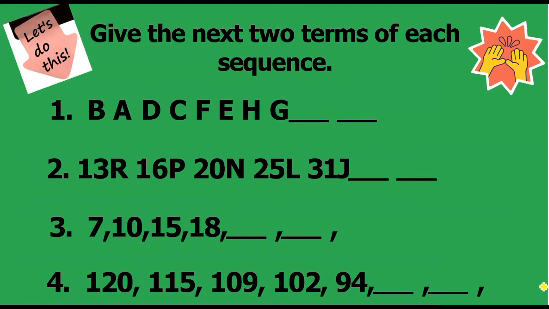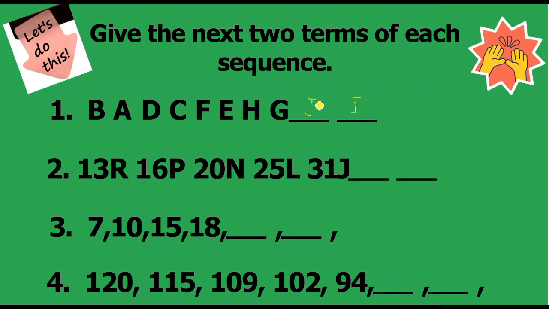So, let us give the next 2 terms of each sequence. Ang gagawin po natin, ibibigay natin yung susunod na 2 term dun sa given sequence natin. So, for example, number 1. We have B, A, D, C, F, E, H, and G. Kung mapapansin natin, ang pattern po natin ay binabaliktad lang yung ating alphabet. So, let us say A, B, C, D, E, F, G, H. So, ang susunod ay J, I. Okay po? So, I, and then J.